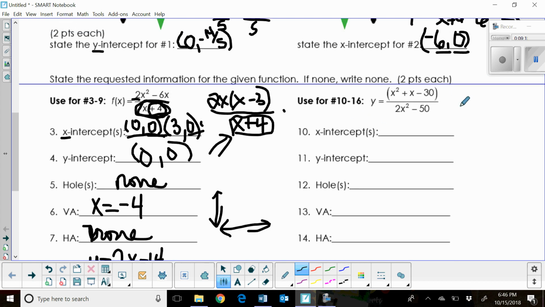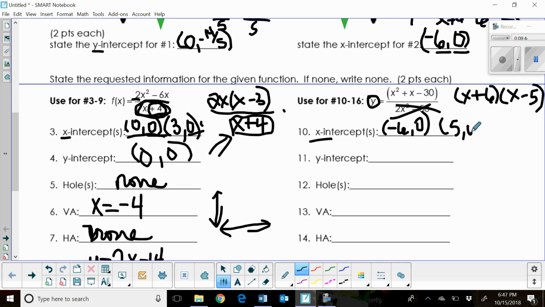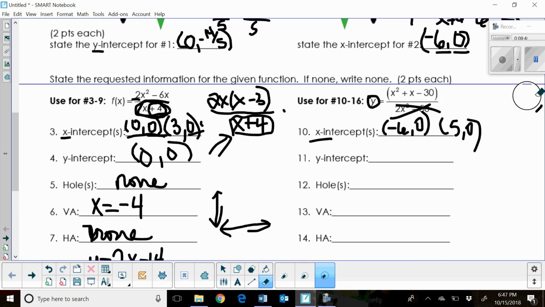Do the same thing for this equation. X-intercepts, plug in 0 for y. That crosses out the bottom because if you cross multiply, it becomes 0. So we just need to factor the top, and we have x plus 6, x minus 5. Now at this point, it looks like we have two x-intercepts. It looks like we have one at -6 and 0, and +5 and 0, but we're going to figure something out in just a second, so we'll revisit these intercepts, okay?